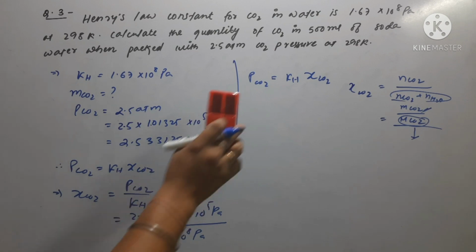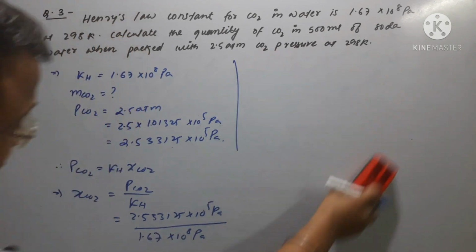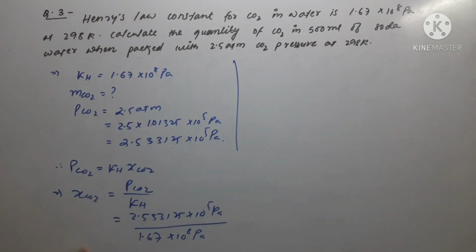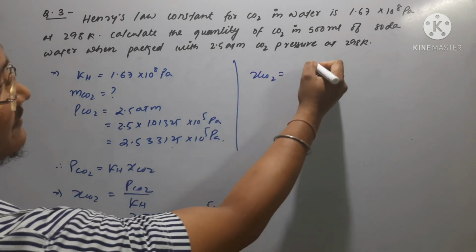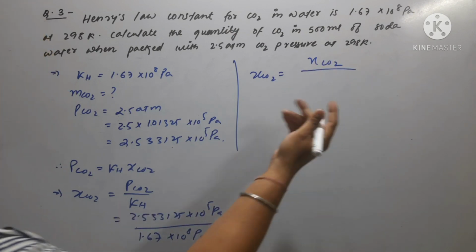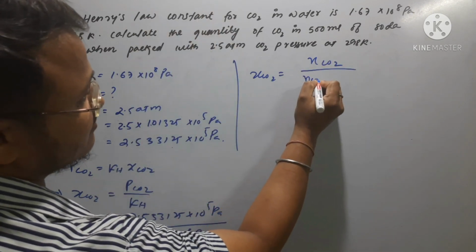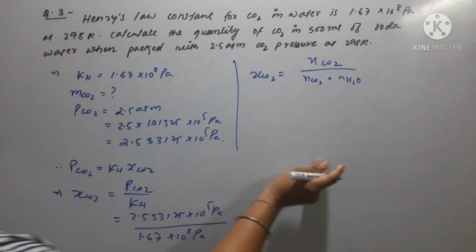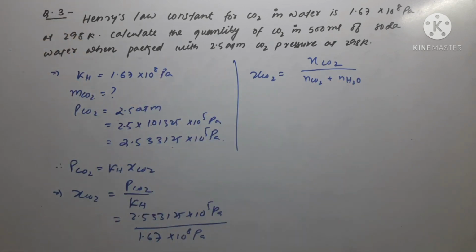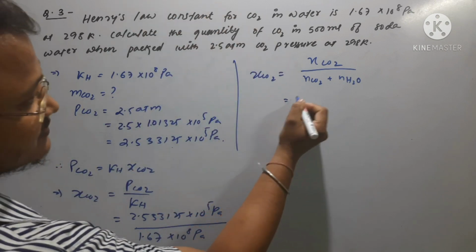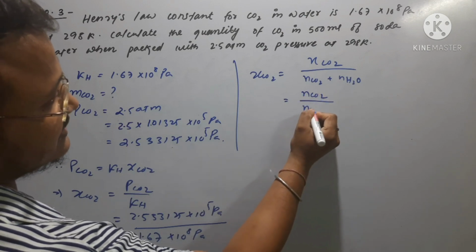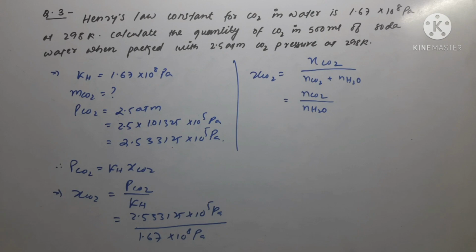Now look, guys, as I've already told you, this mole fraction value we could find out, right? Mole fraction of carbon dioxide means what? Mole of carbon dioxide divided by mole of the solution. So mole of the solution means mole of carbon dioxide plus mole of water, because it is soda water. Now look, guys, as you can see, the mole fraction of carbon dioxide is less than 1, right? So here we can easily eliminate the mole of carbon dioxide in the denominator. So it will come out as mole of carbon dioxide divided by mole of water, right?